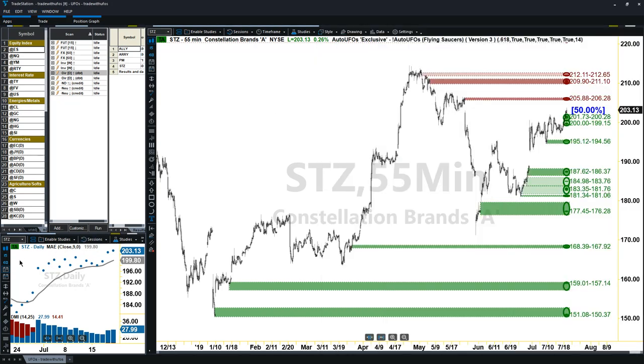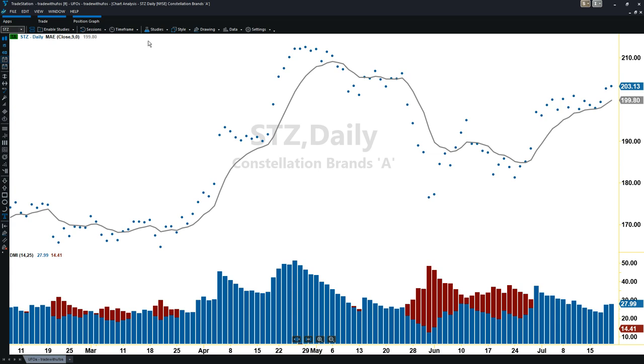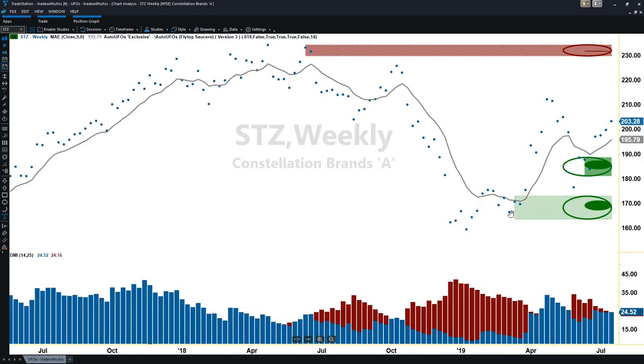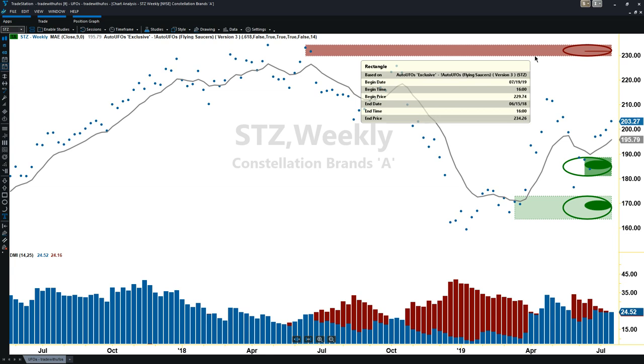For our target, okay, we would want to use the auto UFOs to find the target. We are looking for a red auto UFO, but that auto UFO should not be applied to a daily time frame. That auto UFO should be applied to a weekly time frame, because we are dealing with a confirmed and therefore strong market condition. So that UFO will be our target, and that target is going to be 229.74. This is the final target, okay?